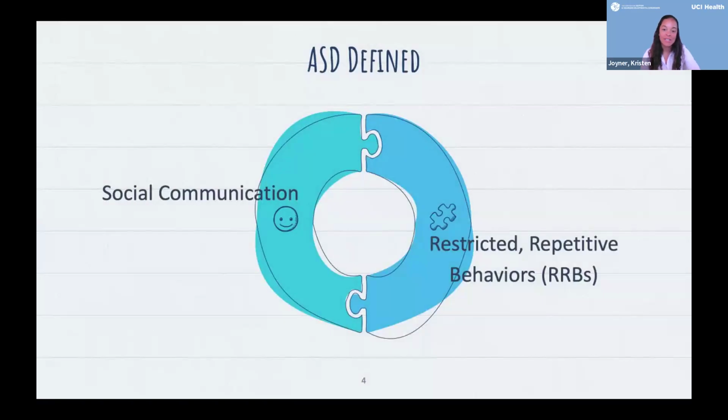In order to meet criteria for a diagnosis of autism spectrum disorder, you have to have symptoms in 2 broad areas: social communication, and restricted and repetitive behaviors. I'm going to talk about each one in a little bit more detail.